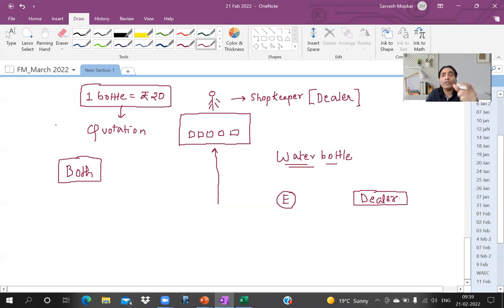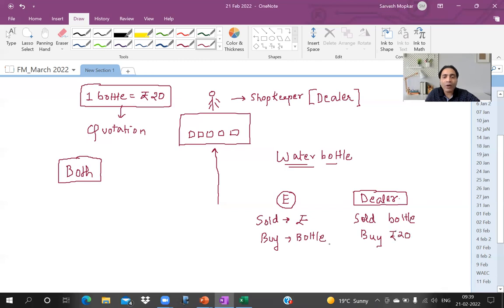However, the truth is both statements are correct. It means the same. Do you agree with me? So in a way, Elsa has sold money. Money means rupee. And she has purchased a bottle. Whereas a dealer has sold a bottle and he has purchased 20 rupees. Now I know it looks a little odd, a little awkward, but this is the truth.